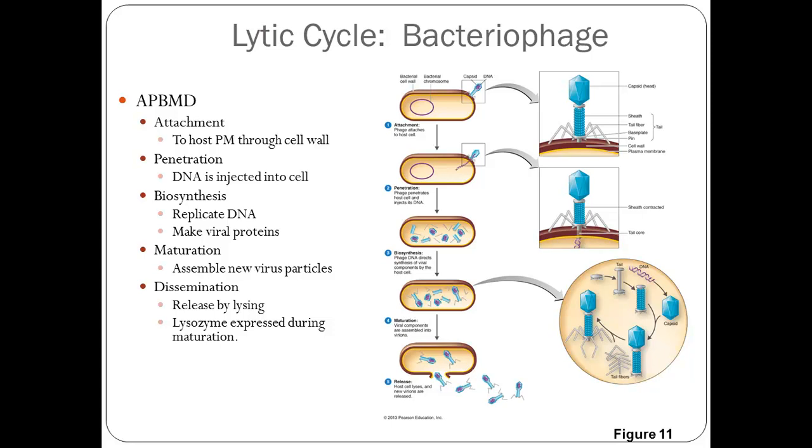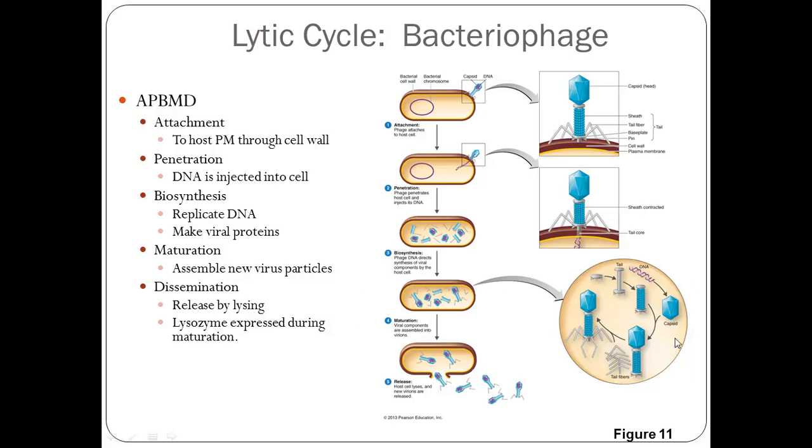The next step is biosynthesis. Biosynthesis is the production of the phage DNA and proteins. So it's going to cause that bacteria to produce more DNA and proteins. The next step is maturation. It's assembly of phage particles. So it's kind of like an assembly line. Once we made all the parts, we now need to put them together.